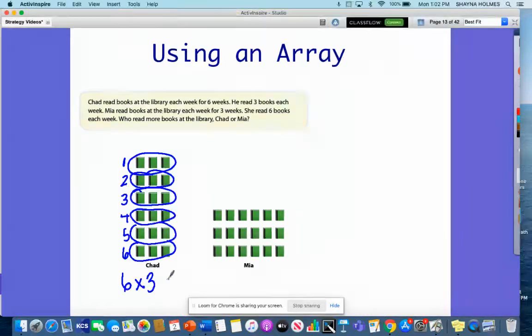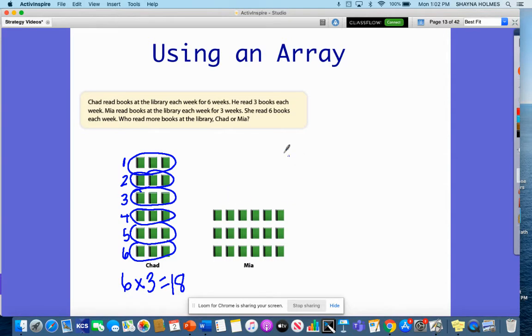Now, I already know my multiplication facts, so I know that when I do 6 times 3, I'm going to get 18. But I can check this on my array here, and I can check it by counting each one, or I can count by 3. So I've got 3, 6, 9, 12, 15, 18.